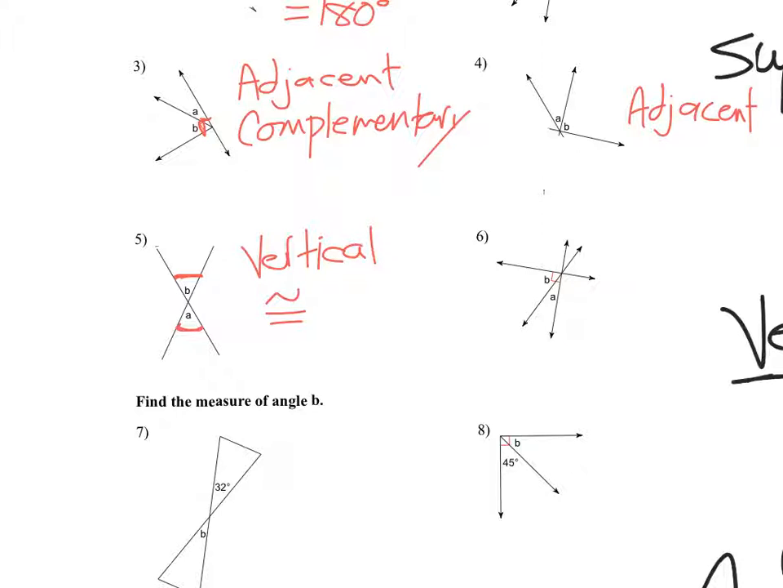So again, I'm going to get rid of some lines that don't help me. They don't have anything to do with A and B. So I can get rid of all this stuff right here. Now if I look at A and B, again, they're beside each other, so they're adjacent. But they're also complementary because they make that right angle. So we know they have to equal 90 degrees.